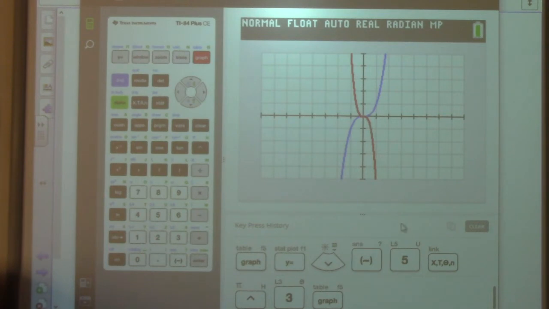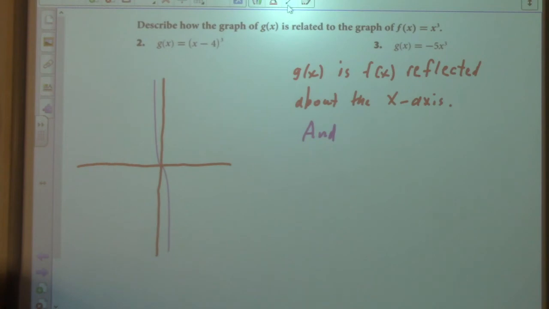See that? So yes, those are the two things, and so that's our answer for number 3: reflected about the x-axis and vertically stretched.